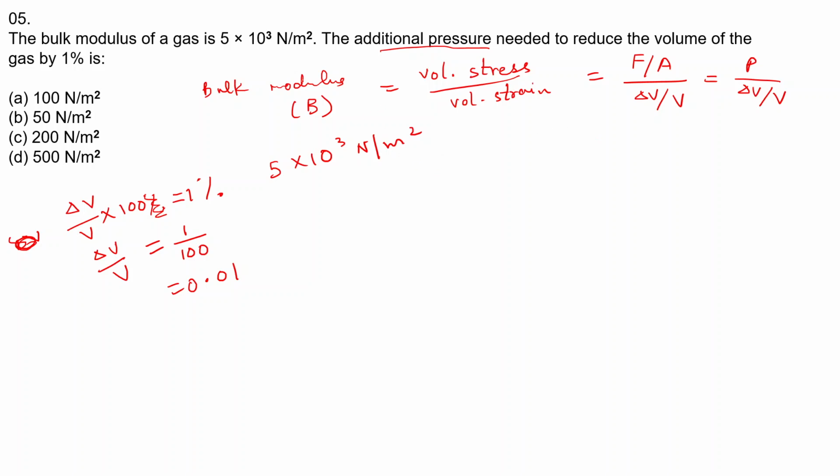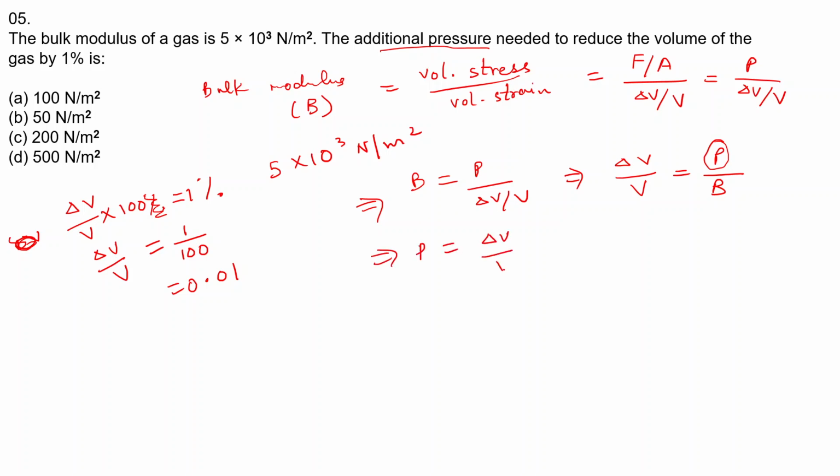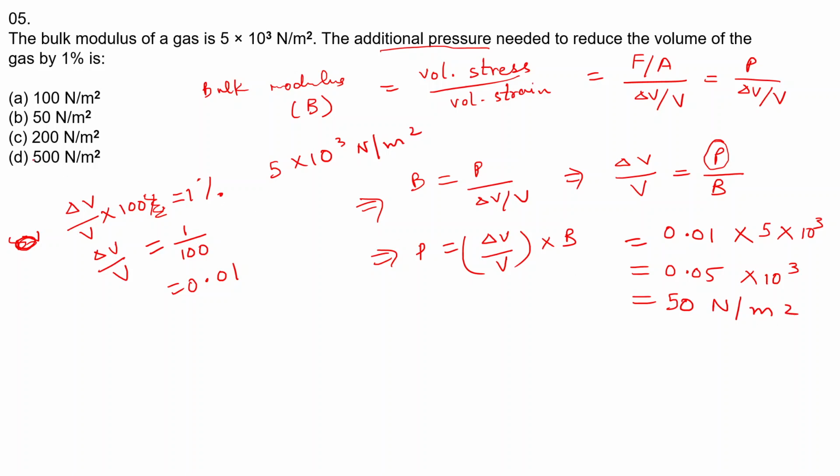Again from this formula, rearranging, I will get delta V by V as P over B. But what we need to find out is P. So P will be delta V by V times B. Delta V by V is 0.01 and B is 5 times 10 to the power 3 Newton per meter square. It means the answer is 0.05 times 10 to the power 3, which means 50, and the unit we keep is Newton per meter square. So the correct answer is 50 Newton per meter square.